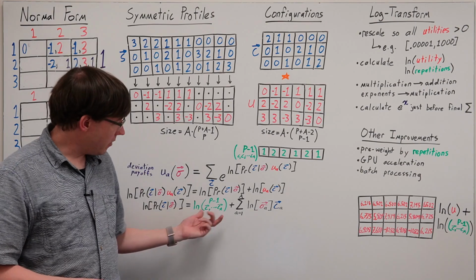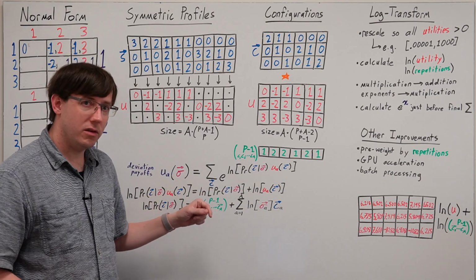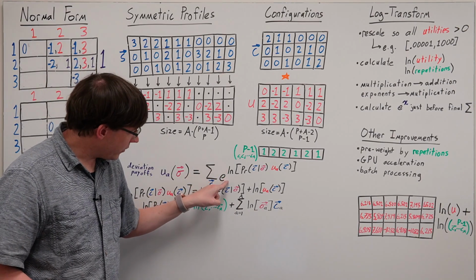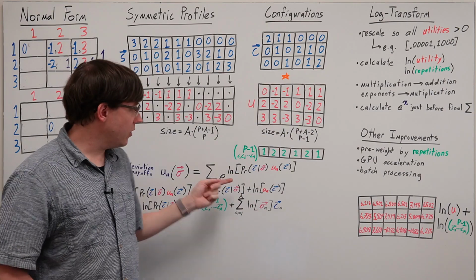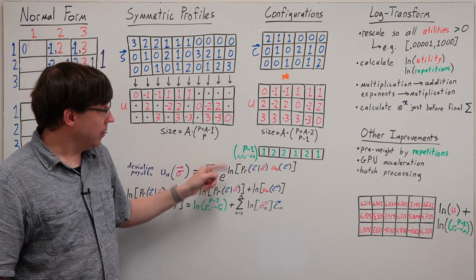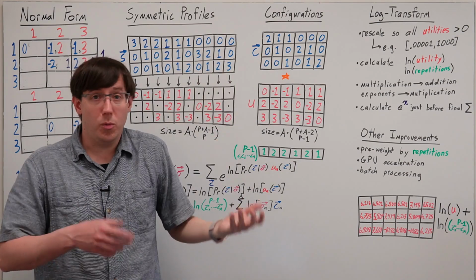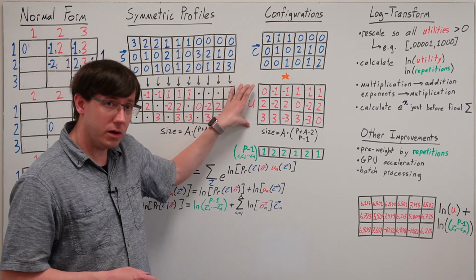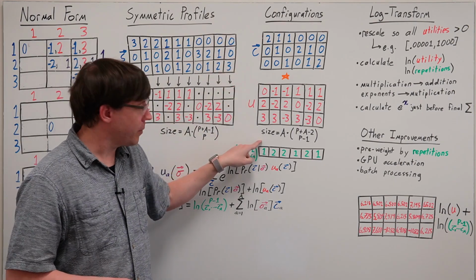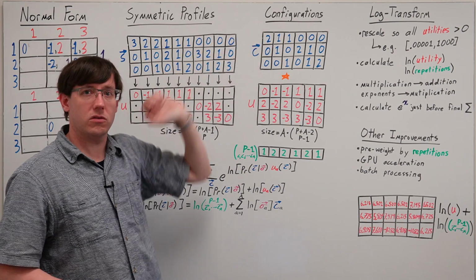And then, by doing all of these calculations in log space, and then only at the end, right before we sum over the configurations, we will do an element-wise exponentiation, getting us back to actual payoff values. So this means our data structure would store the log of the utilities and the log of the repetitions, but the configurations can stay as is.